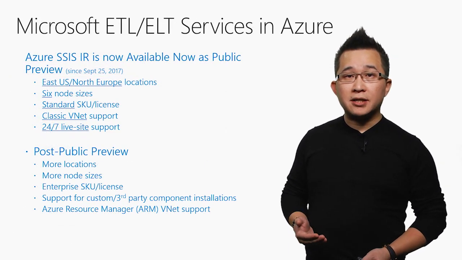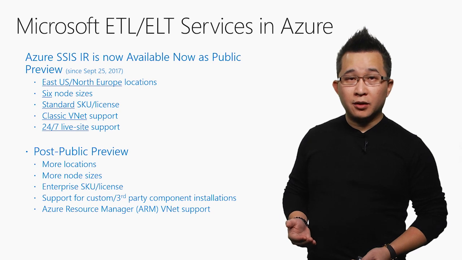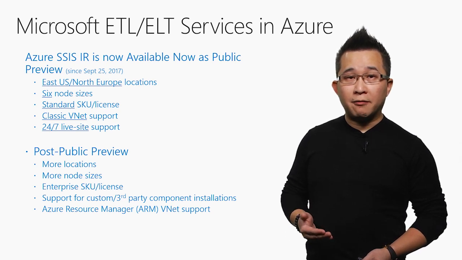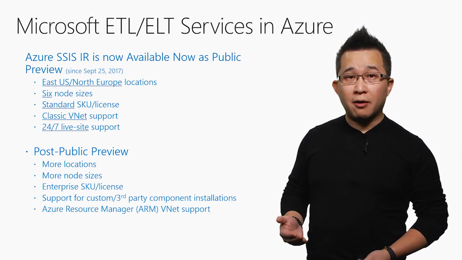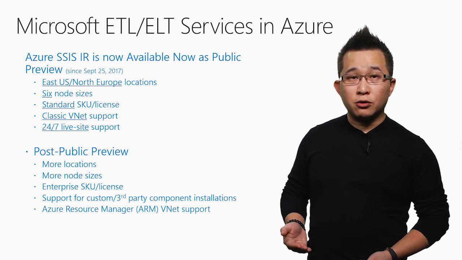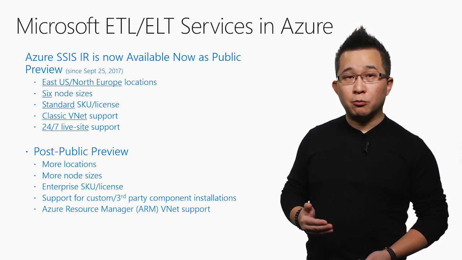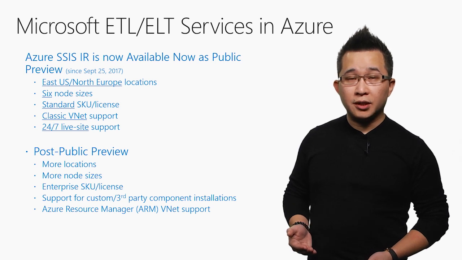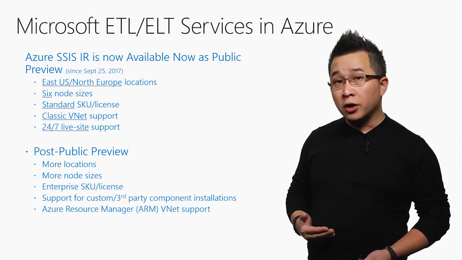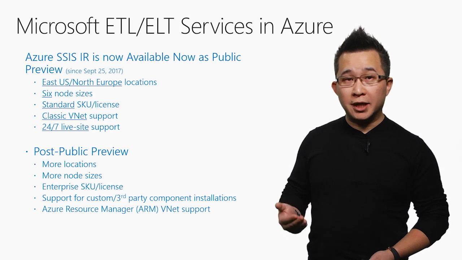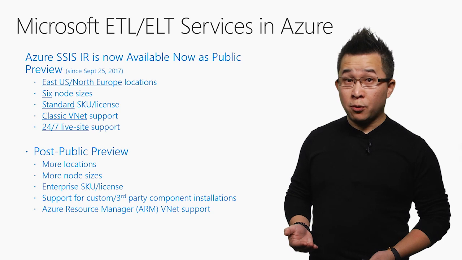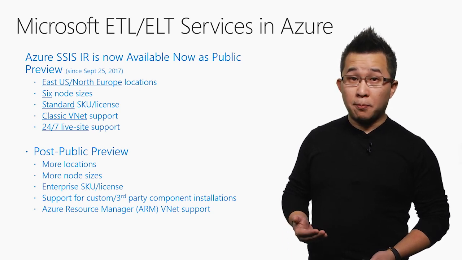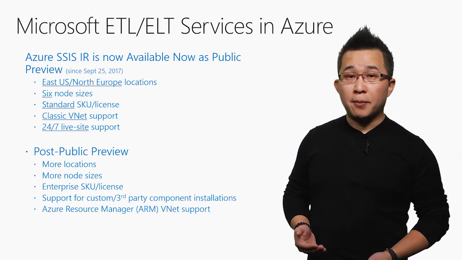The SSIS IR is now available as public preview. It is already available in the East US and North Europe regions. We have 6 nodes available, and we have the standard SKU available. We also support classical VNet right now, with 24/7 lifecycle support. Post public preview, what we are working on right now is releasing more location support, more node size support, enterprise edition support, and also third-party support, so that you can run third-party extensions on it.